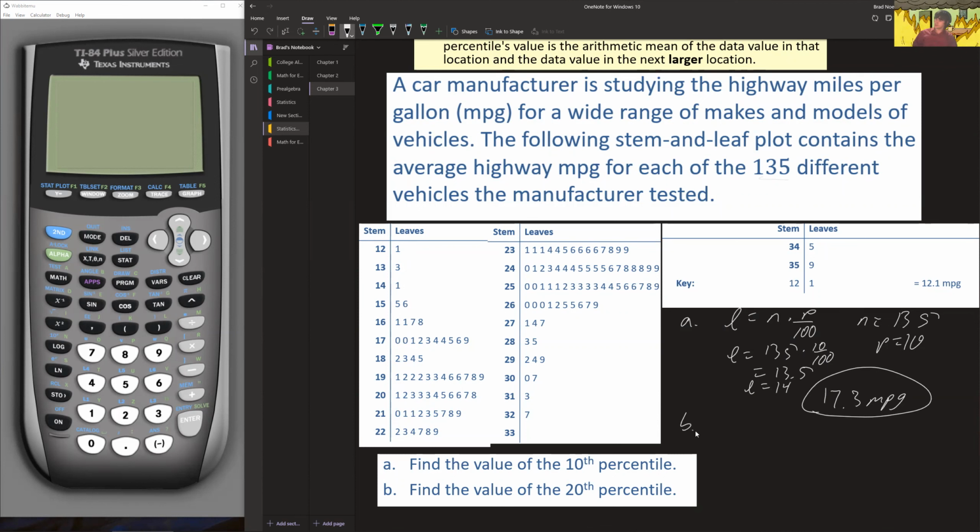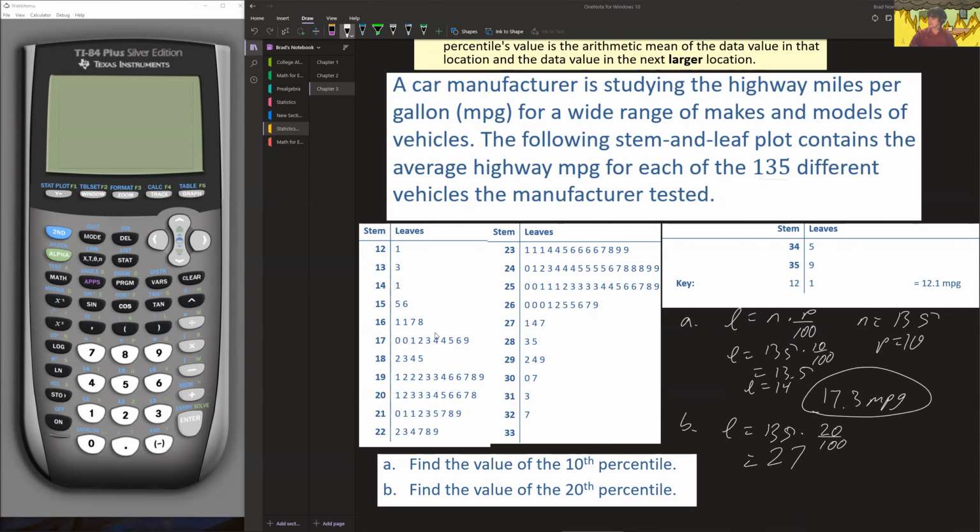Excellent. Then for B, the same exact idea here. L equals N, 135, times P, 20, over 100. Well, this is going to be twice that, so I get 27. Now, I'm not going to just hop on over and look at the 27th entry, because remember, if you have a whole number, you need to take the mean of the 27th and 28th data values here.